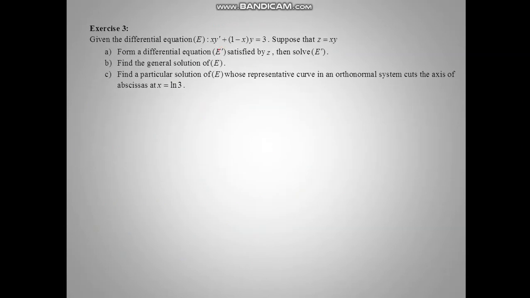Okay, let me take a third example. We have here xy prime plus (1 minus x)y plus 3 equal to 0. A difficult differential equation, let me say, satisfied by y. Suppose that z equals xy, the given change of variable by the teacher. We have to find the differential equation E prime satisfied by z and solve E prime.